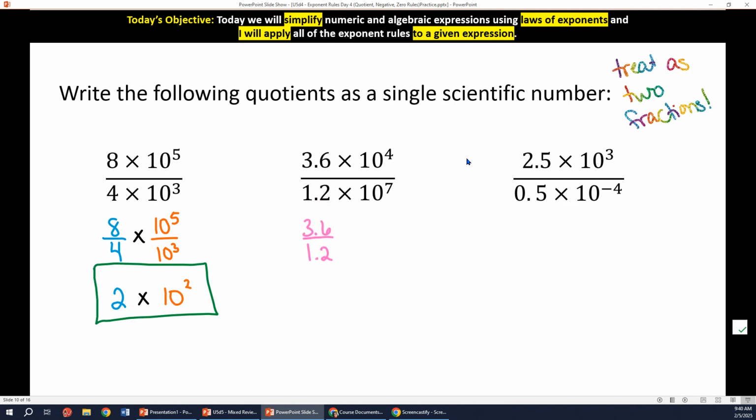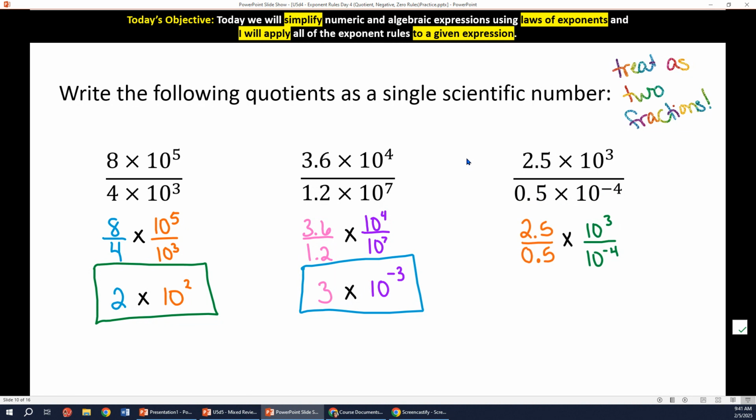Again, same thing. I'm going to separate that 3.6 over that 1.2 times the 10 to the 4th over the 10 to the 7th. I'm going to simplify the 3.6 divided by the 1.2. Feel free to do that in your calculator. You get 3. Then I'm going to apply my quotient rule and do 10 to the 4th over 10 to the 7th. 4 minus 7 is a -3. And in scientific notation, we generally will leave the negative exponent as it is.